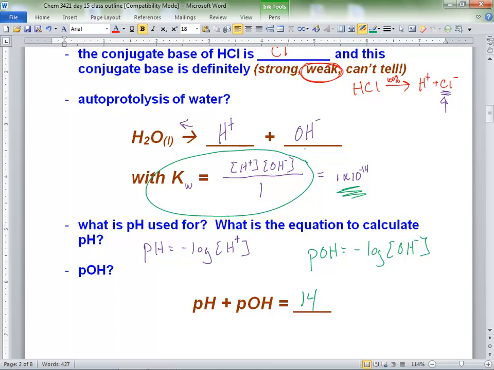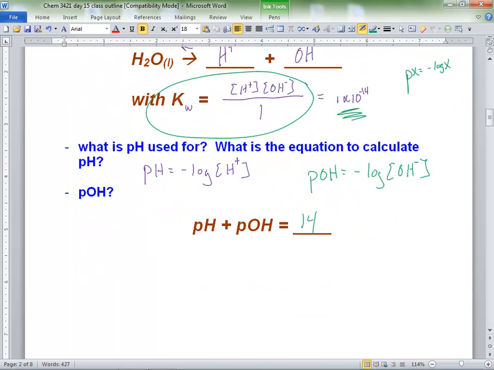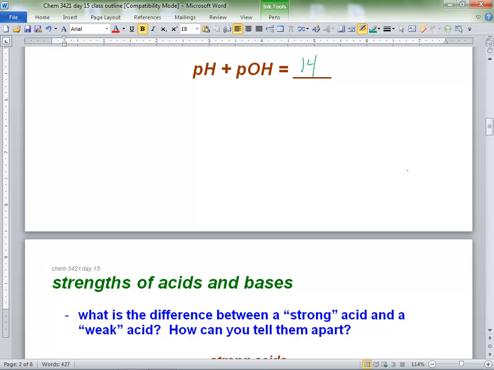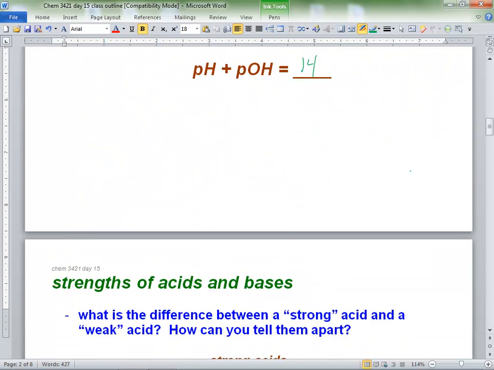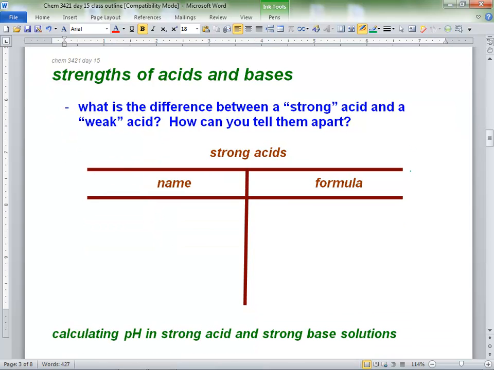That's just the p function, how it's derived. pX is negative log of x. P always means negative log. Okay. I think the negative sign is in there because you're dealing with really dinky numbers and it makes things more manageable. Strengths of acids and bases.